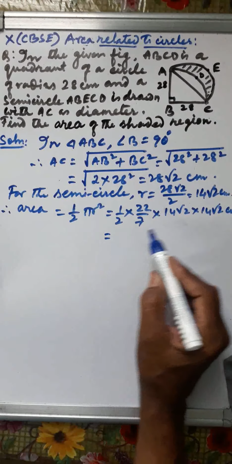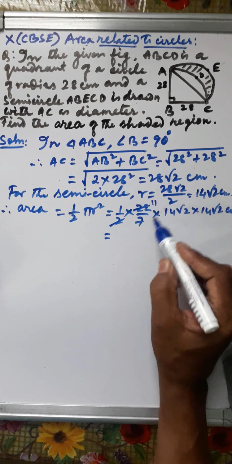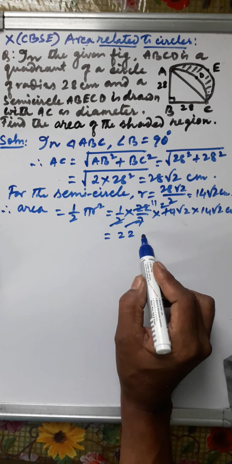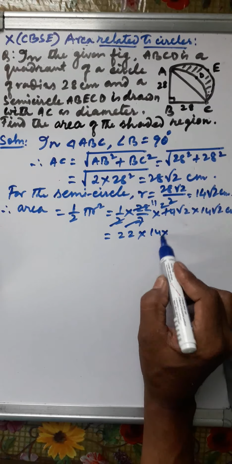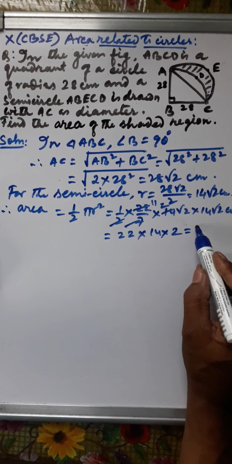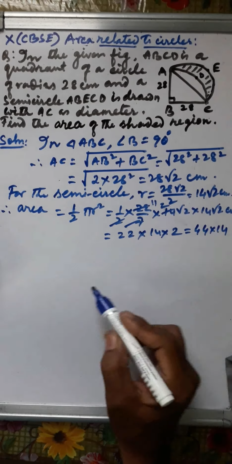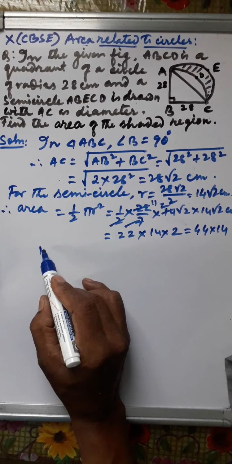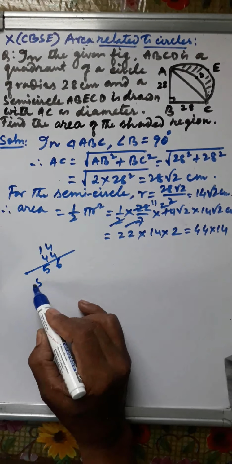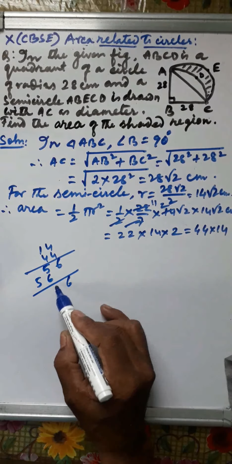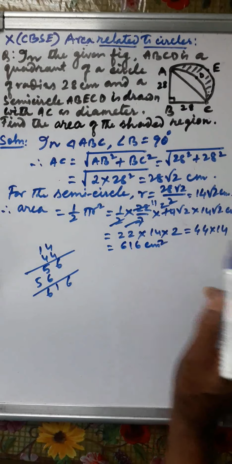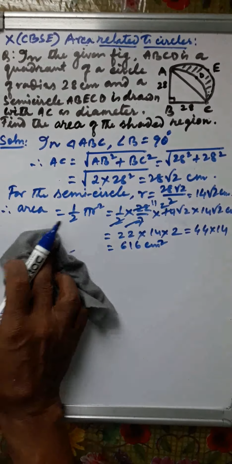That you can cancel, 11, you can cancel 2. So it is 22 into 14 into root 2 times root 2, which is 2. That is giving you 44 into 14. Let us find it: 44 into 14 is 616 centimeter square. So you got the area of the semicircle.